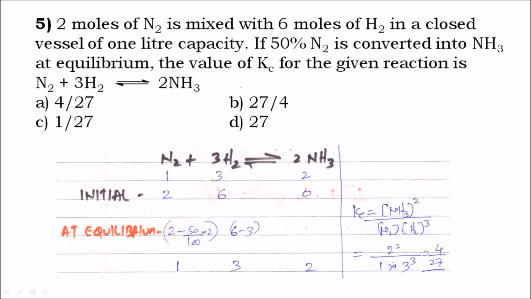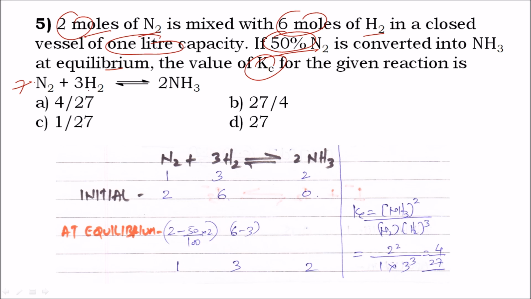Okay, last question is 2 moles of N2 is mixed with 6 moles of H2 in a closed vessel of 1 liter capacity. Volume is given. If 50% N2 is converted into NH3, so only 50% is getting converted into ammonia at equilibrium, find the value of Kc. So the equation is given here. This is based on Haber's process.